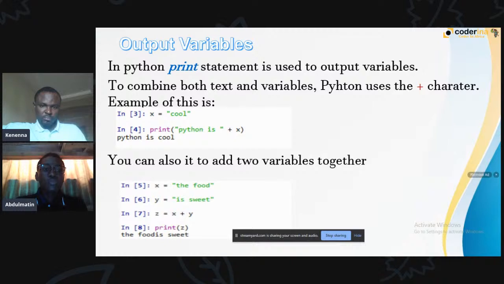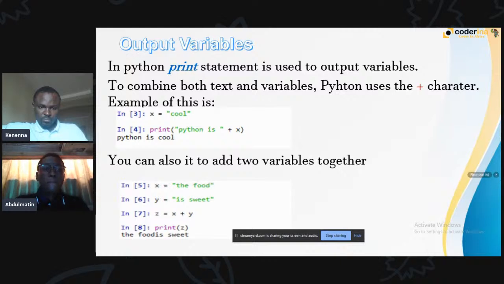I'm saying that you should print Python is, which is inside our quotation. We don't have anything holding our Python is. So plus whatever is inside x, you should print it out. So it's going to print out Python is cool.